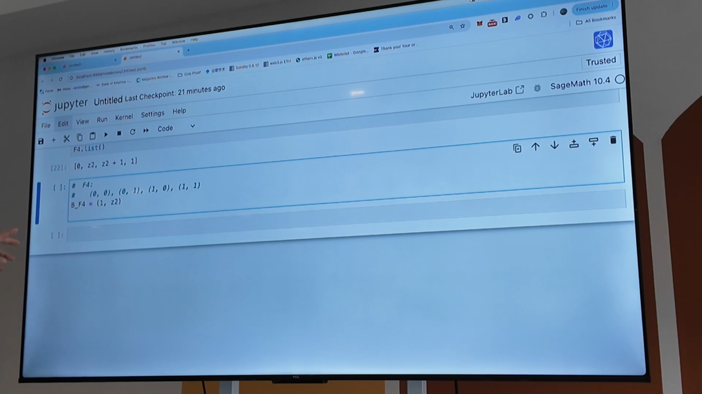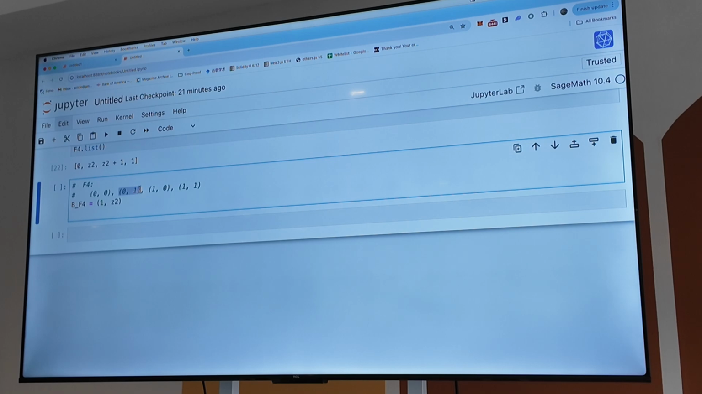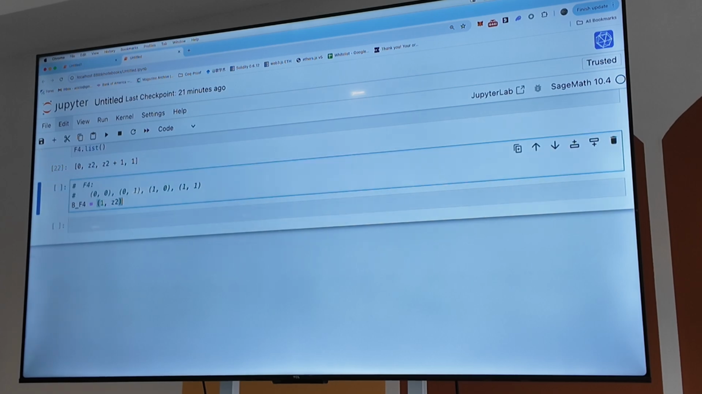I think it's easier to understand this expression, right? The basis is 1, Z2. We do the inner product of the pair 0, 0 with 1, Z2, then we got 0, right? Then we do the inner product of 1, 0 with 1, Z2, then we got 1, right? Okay, good.